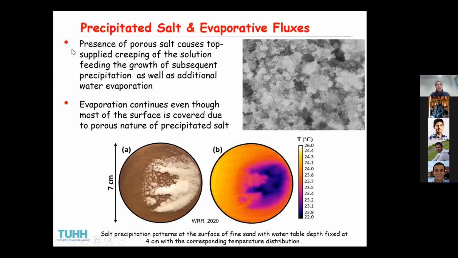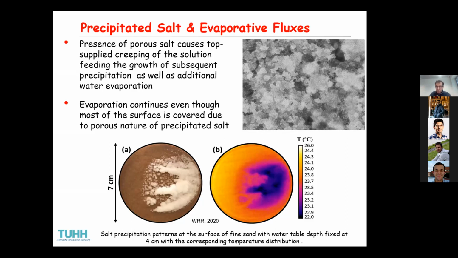Let me read it from here. Presence of porous crystallized salt causes top supply creeping of the solution, feeding the growth of subsequent precipitation, as well as additional water evaporation. This suggests that if you assume that when the crystal forms the permeability immediately reduces, or the surface is clogged so there is no water evaporation, that may result in underestimation of your evaporation. Because this experiment shows that the salt is contributing to evaporation by further crystallization. And in fact, here I have a thermal image where the white color is the salt formed during evaporation.